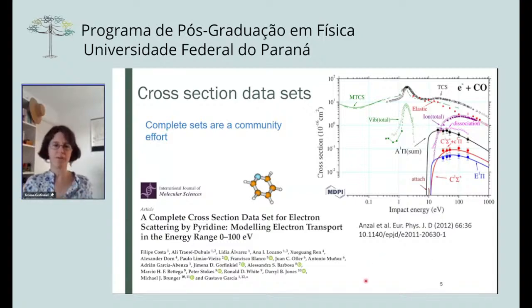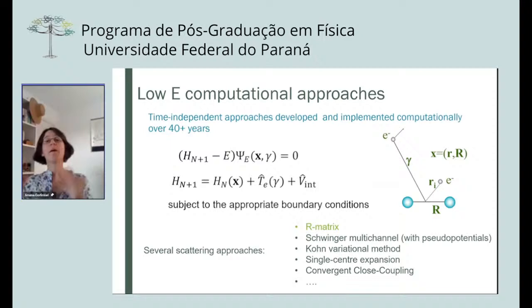So how does one describe, from a theoretical point of view, low energy electron molecule collisions? What are the approaches that one uses? And in general, these are implemented as computational approaches. Well, there are several, and these have been developed for decades, for more than 40 years in some cases. And these methods are the R-matrix one, which is the one I'm going to tell you about because it's the one I use, the Schwinger multi-channel method with pseudopotentials, which is developed and used in Brazil, and the Kohn variational method that was developed and used in the United States mainly.